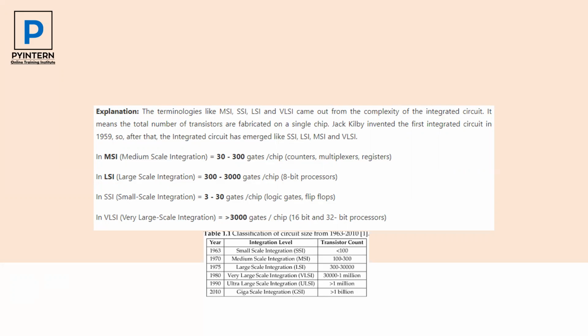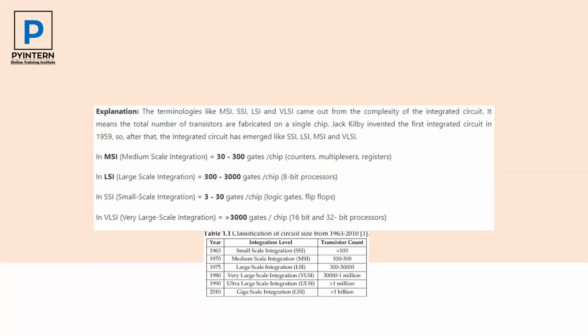So small scale integration (SSI) is less than 100, medium scale is 100 to 300, large scale is 300 to 3000, very large scale is 30,000 to 1 million, ultra large scale integration is greater than 1 million, and giga scale integration is greater than 1 billion.